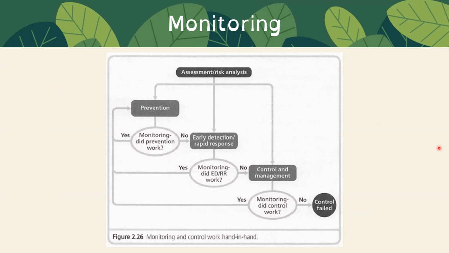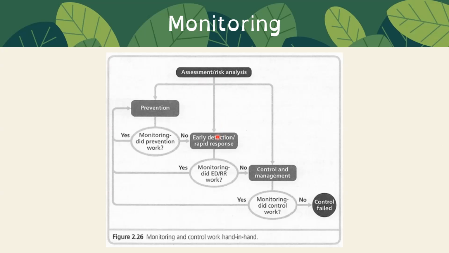So this is a flowchart that's in your workbook that talks about how monitoring happens. First, an area has an assessment or a risk analysis, and we figure out, is something happening already in the area? Is there already an invasive species? Is there already a non-native species? What are the impacts happening? If there isn't, what are the risks of an invasive or non-native species coming in from nearby sources or from travel or trade or things like that?